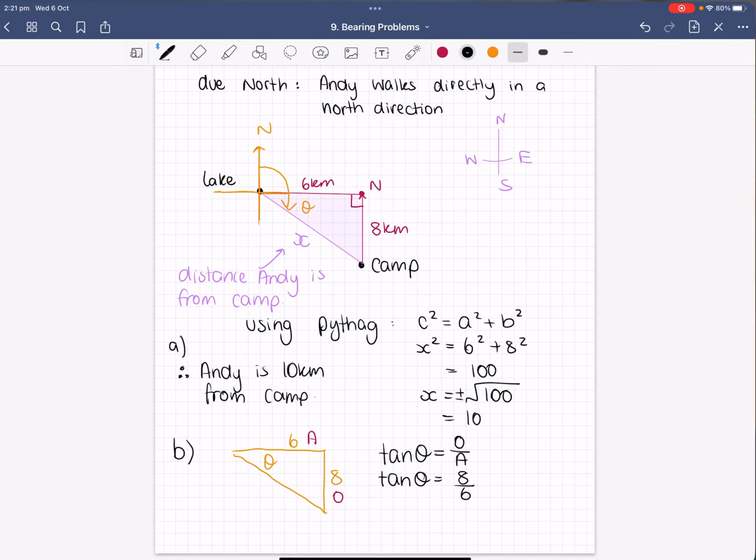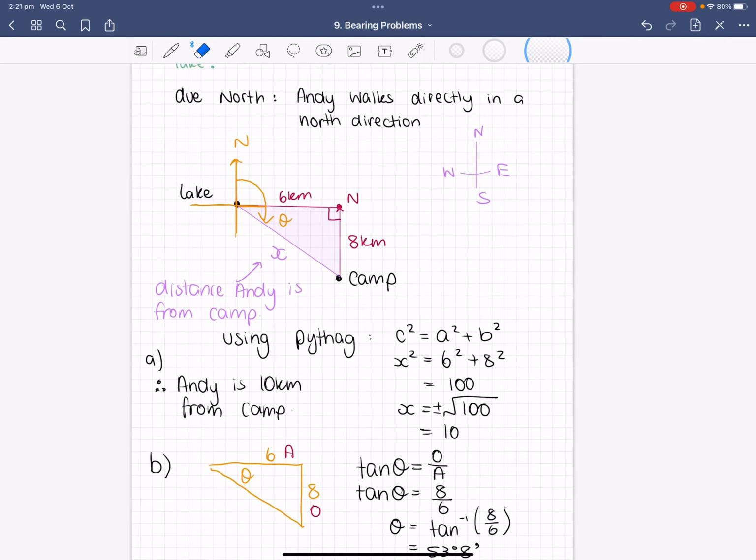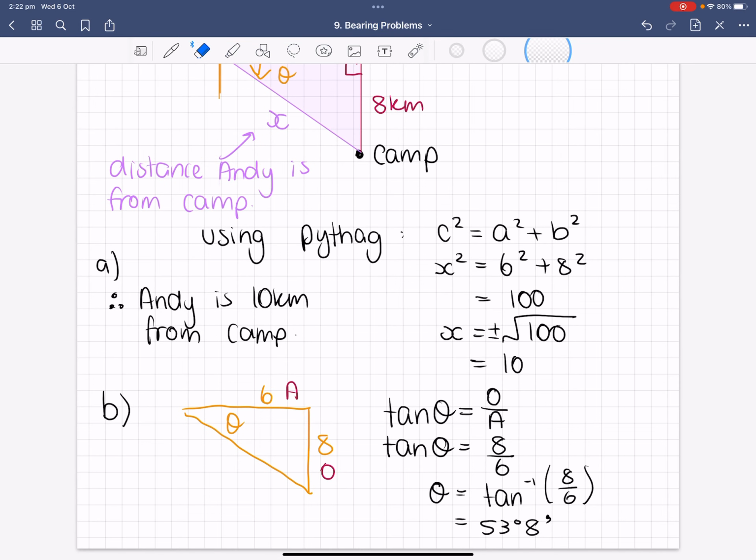And because we want to find the angle, remember we have to use tan inverse. So you have to press shift on your calculator. So tan inverse of 8 over 6, and that will give you approximately 53 degrees, 8 minutes. I didn't tell you the approximation, but that's okay. So that's that angle.